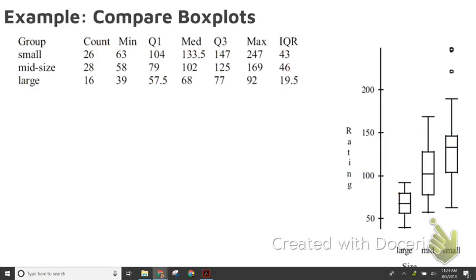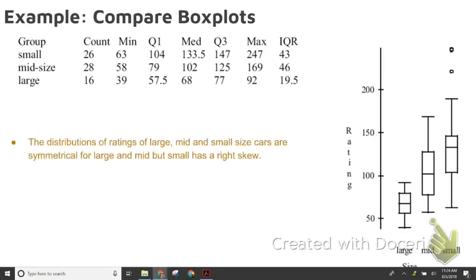In this next example, we'll look at how to compare different data sets using similar displays. So here we have 3 different data sets. We have the safety ratings for large, mid-size, and small cars, and we put them in a set of parallel box plots. The first thing we would look for is the shape.